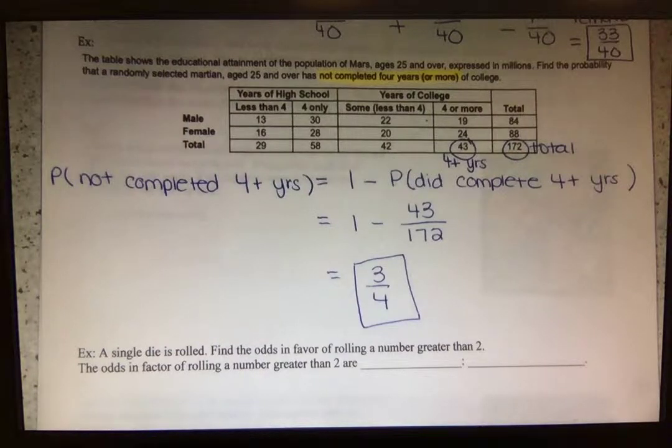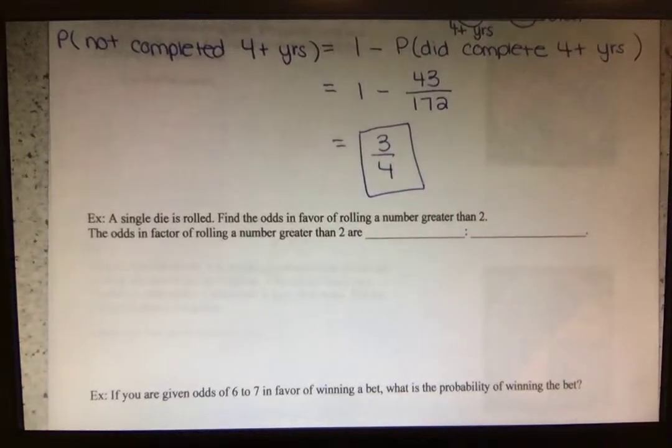All right, let's do another one. Last two. A single die is rolled. Find the odds in favor of rolling a number greater than 2. The odds in favor.